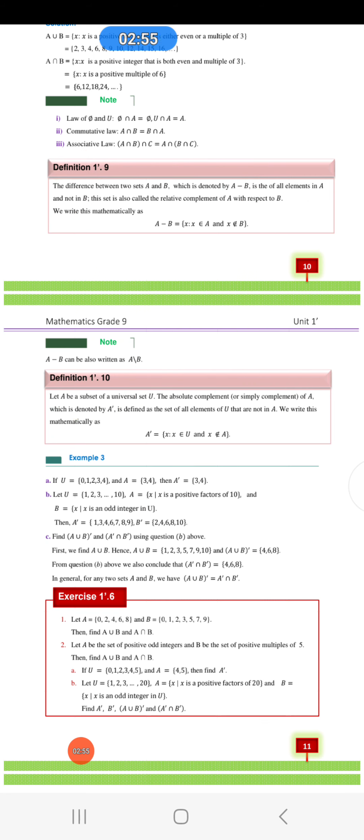Note: A difference B can also be written as A without B.